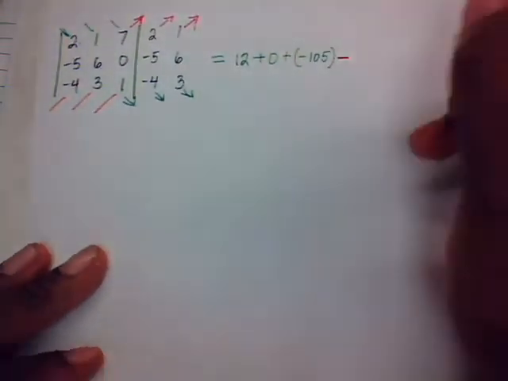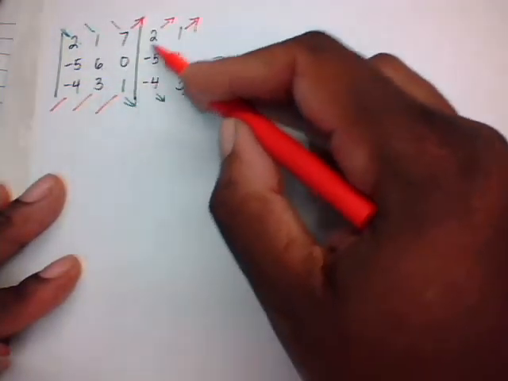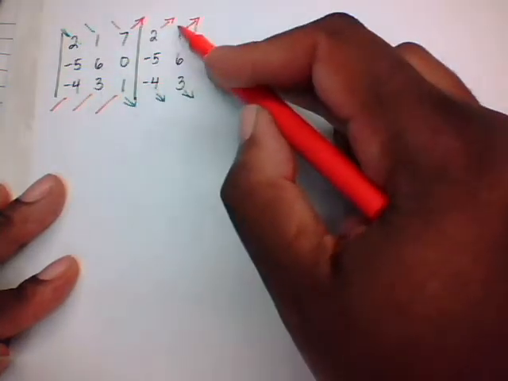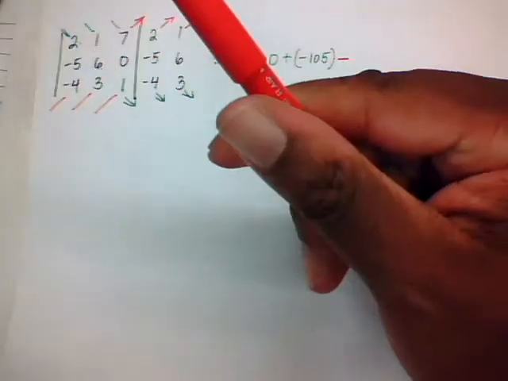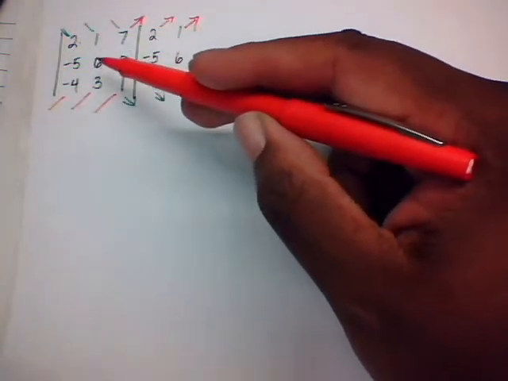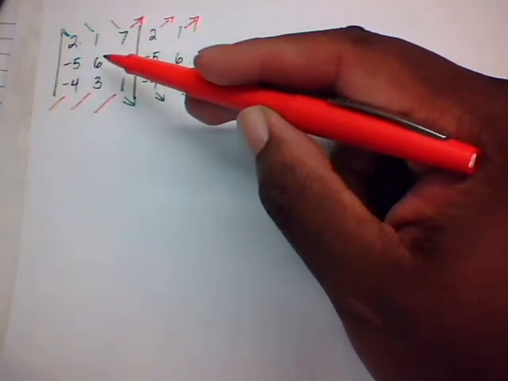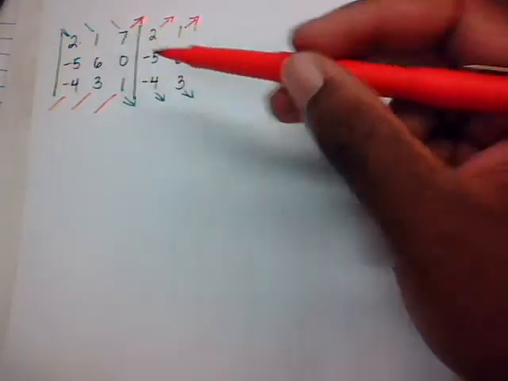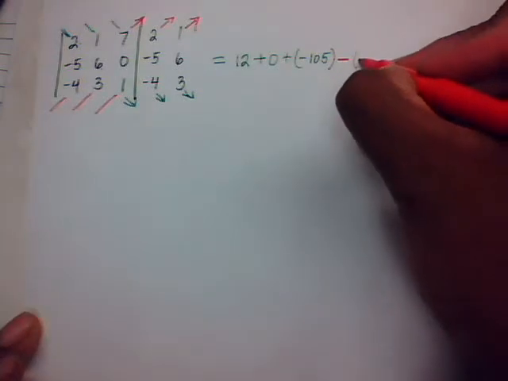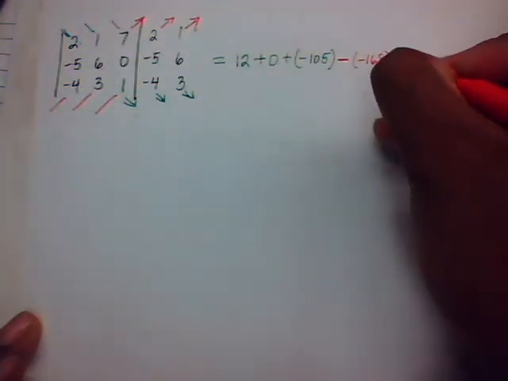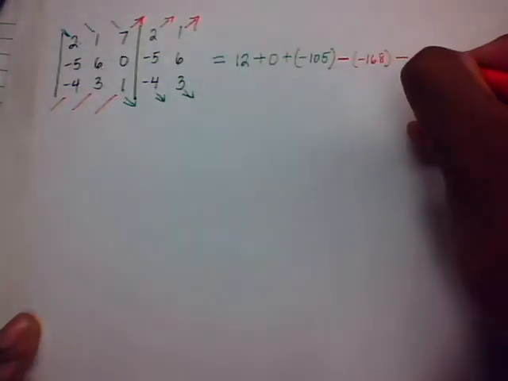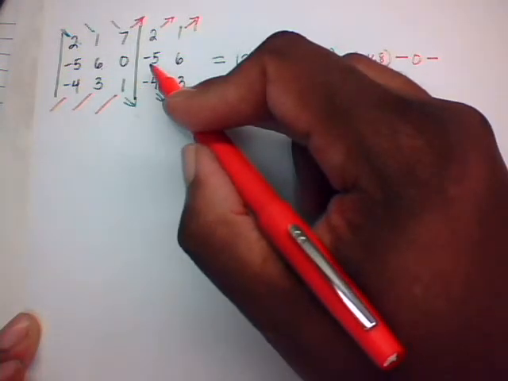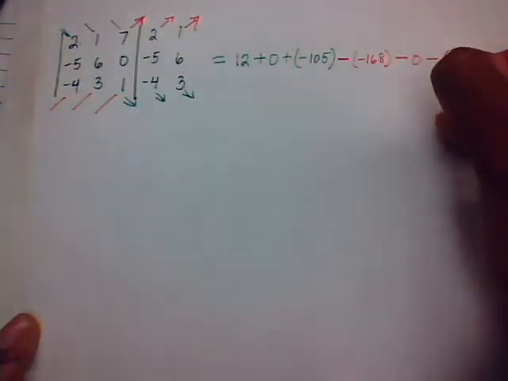We're going to subtract each of these diagonals from lower left to upper right. So in this case here, we got negative 4 times 6, that's negative 24. Negative 24 times 7, that's negative 168. So this will be minus negative 168. Then minus 3 times 0 is 0, times 2, that's 0. Minus 1 times negative 5 is negative 5 times 1, which is negative 5.